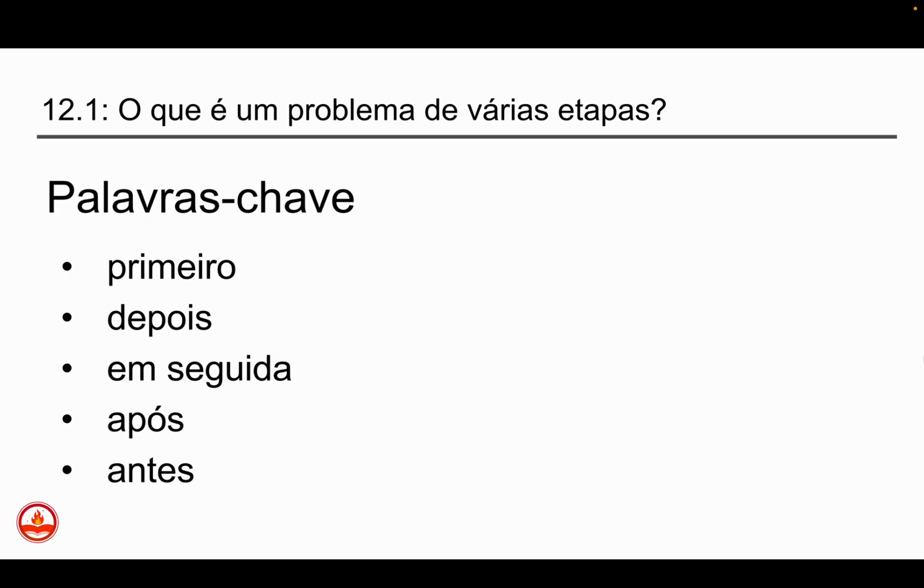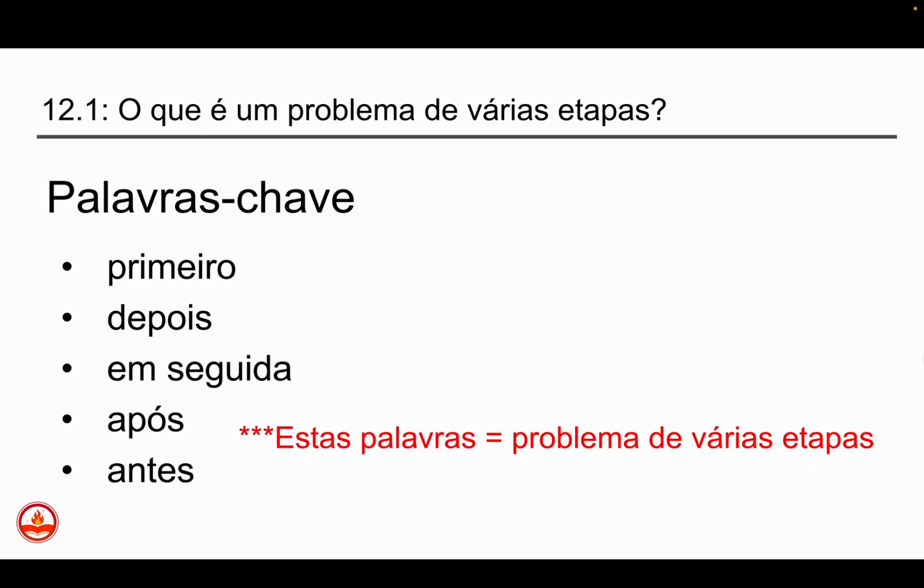These words are called clue words. They tell us that events happen in order. First, then, next, after, before. These words tell you this is a multi-step problem that usually means you will need more than one step.